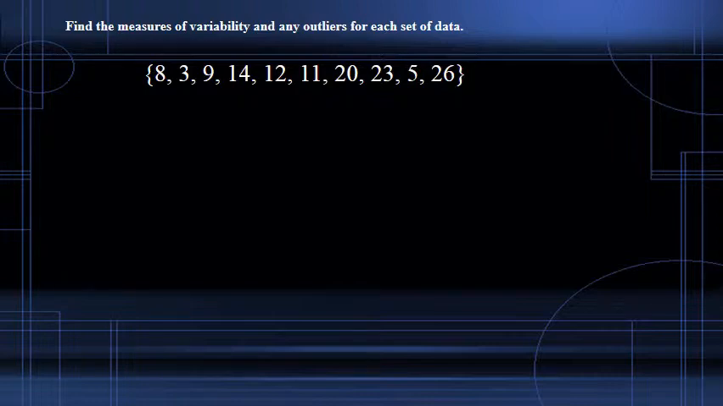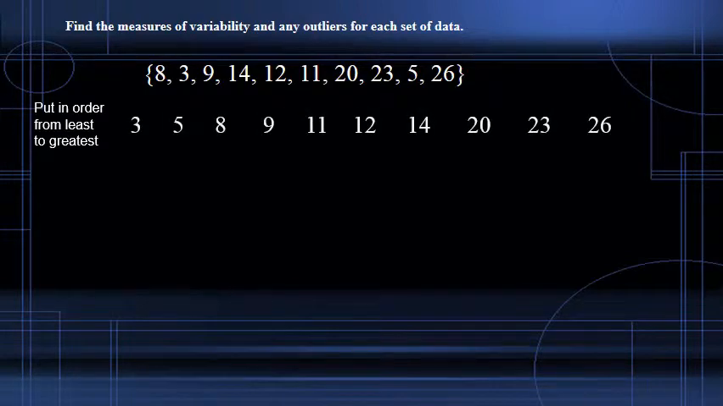Okay, here we're finding measures of variability and outliers for a set of data. Here we have a given set of data that are 8, 3, 9, 14, 12, 11, 20, 23, 5, and 26. The first step whenever you're doing something like this is to put in order from least to greatest all of the numbers in your given data set, and I've done that for you here and spread them out a little bit so they're easier to read.